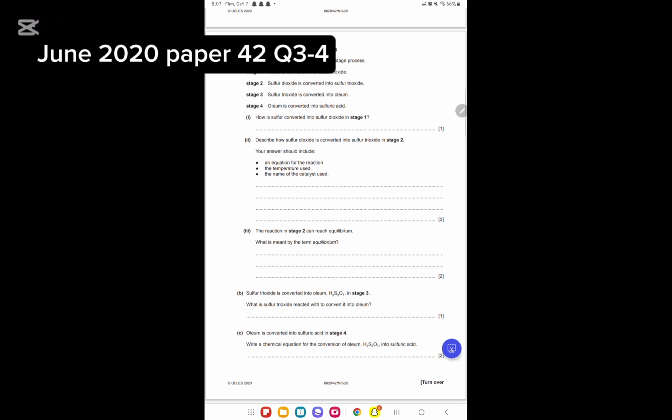How is sulfur converted into sulfur dioxide? It reacts with oxygen, or you can say air, and then it's converted into sulfur dioxide.